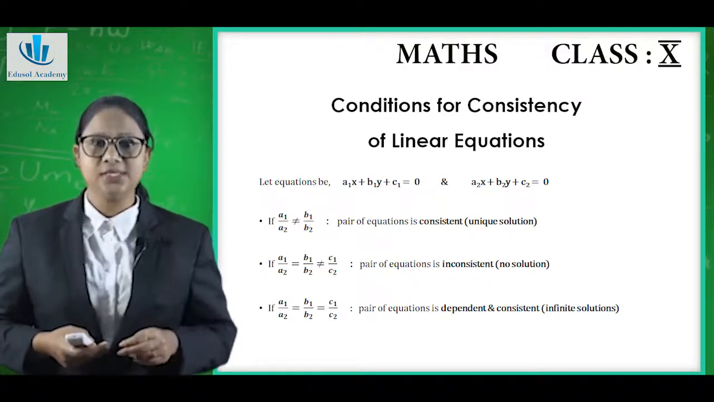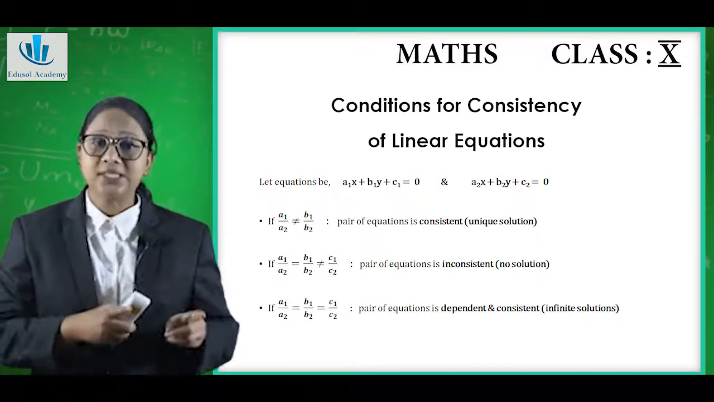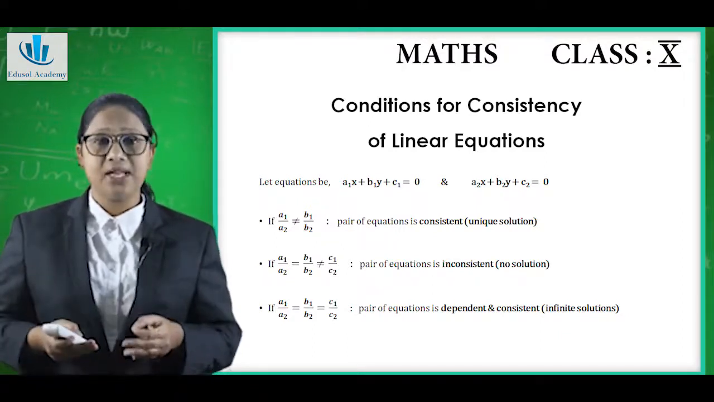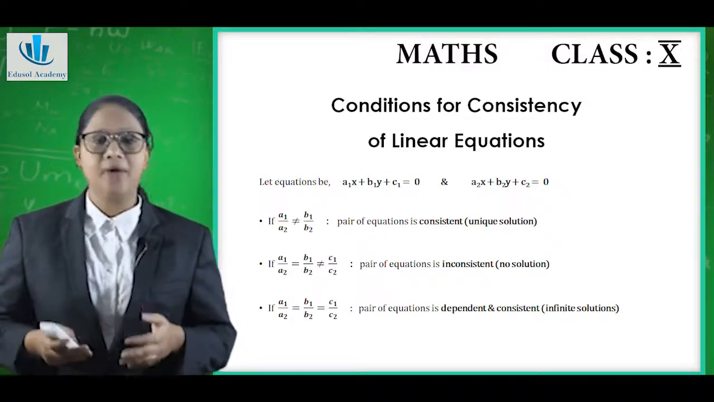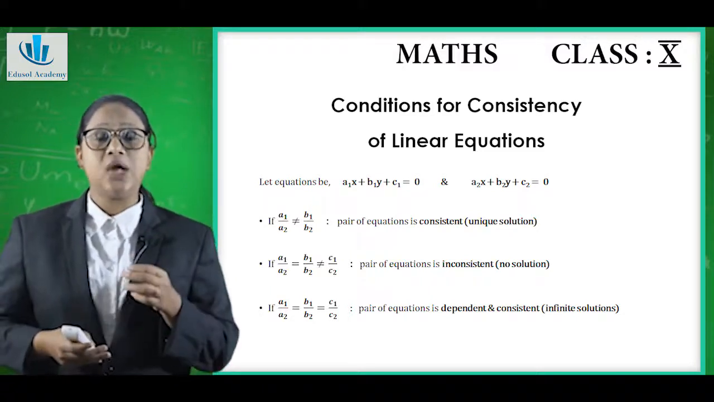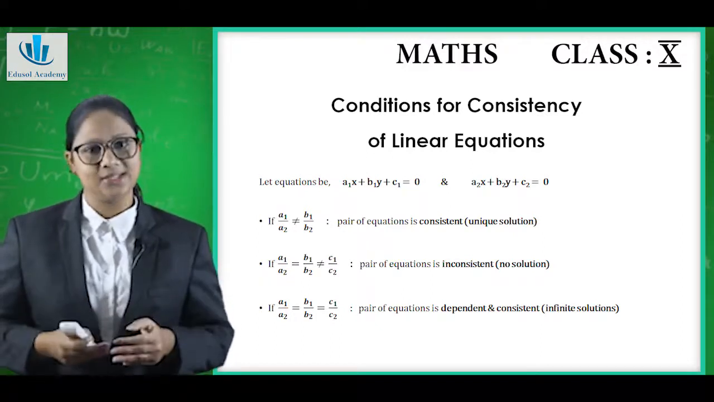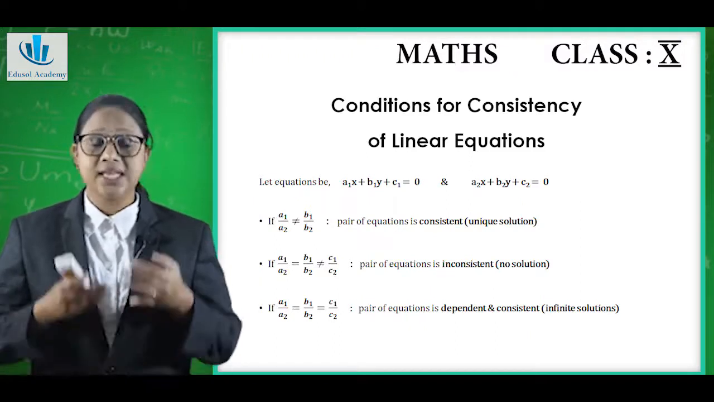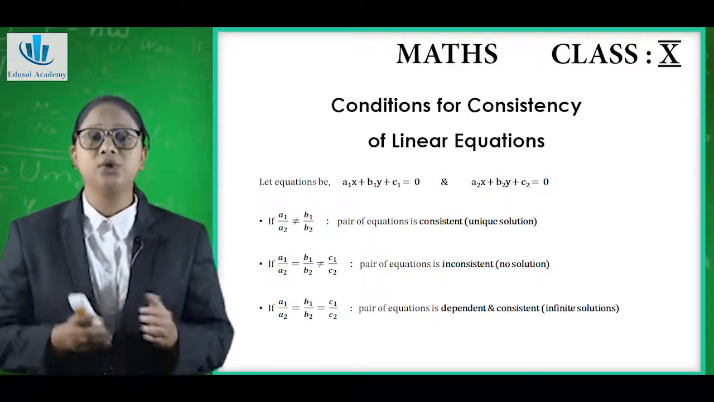Now the second condition is, if a1 by a2 is equal to b1 by b2, not equal to c1 by c2, then we can say that the system of linear equations is inconsistent or no solution at all. They don't have any value for x or y. So if a1 by a2 is equal to b1 by b2, not equal to c1 by c2, no solution or inconsistent. Now the third condition is that if a1 by a2 is equal to b1 by b2 is equal to c1 by c2, that means all the ratios are equal.